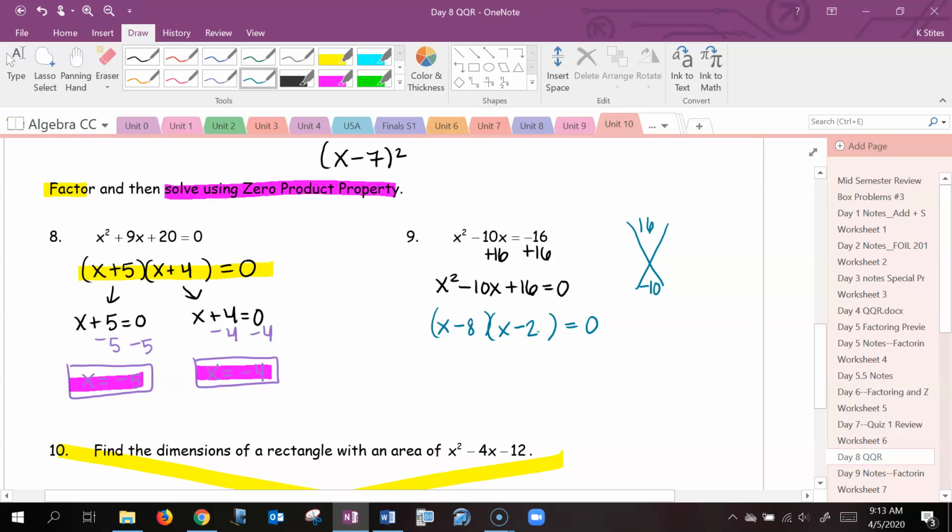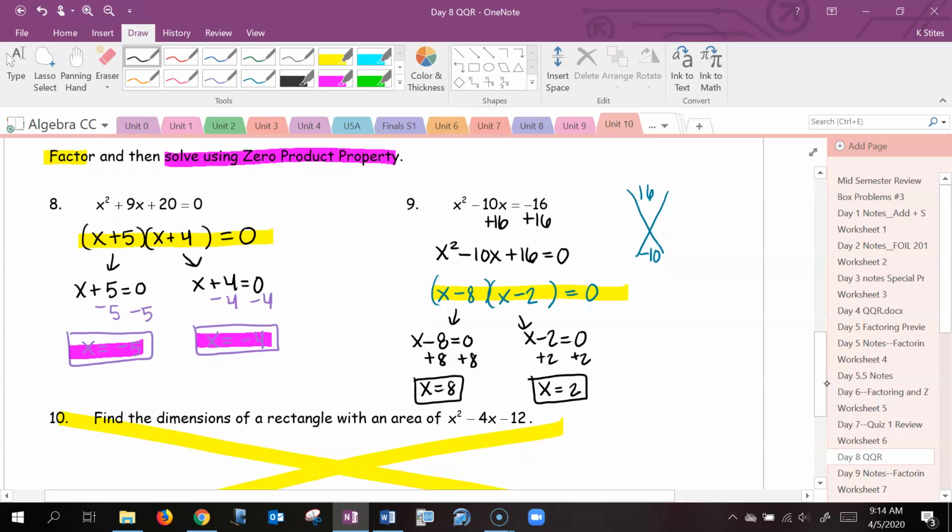So that was the factoring step. Okay, factoring was yellow. Here we factored. Now we're going to solve. So we'll set each part equal to 0. And we'll add our 8 over, x equals 8, and we'll add our 2 over, x equals 2. Okay, and there you go. Now we have both factored and solved using zero product property.